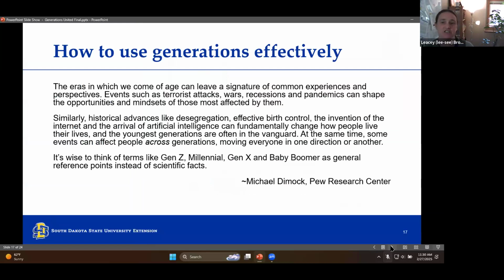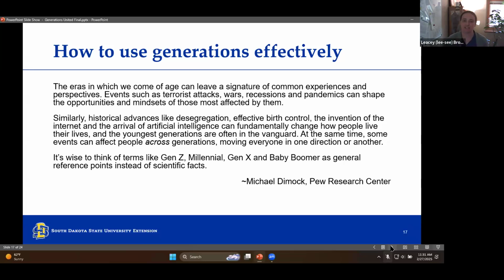I want to talk about how to use generations effectively. I pulled this quote from Michael Dimock at the Pew Research Center because I thought it described it better. The eras in which we came of age can leave a signature of common experiences and perspectives. Events such as terrorist attacks, wars, recessions, and pandemics can shape the opportunities and mindsets of those most affected by them. Similarly, historical advances like desegregation, effective birth control, the invention of the internet, and the arrival of artificial intelligence can fundamentally change how people live their lives, and the youngest generations are often on the vanguard. At the same time, some events can affect people across all generations, moving everyone in one direction or another.